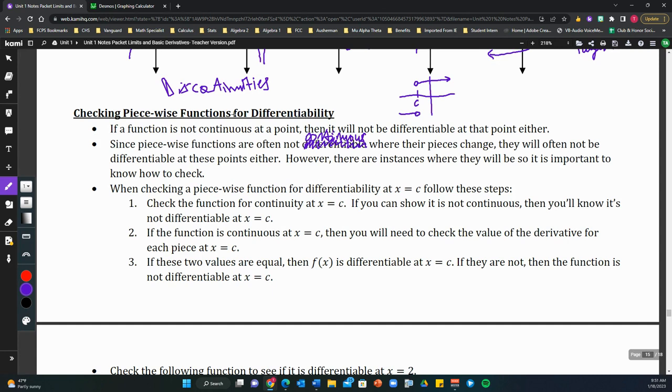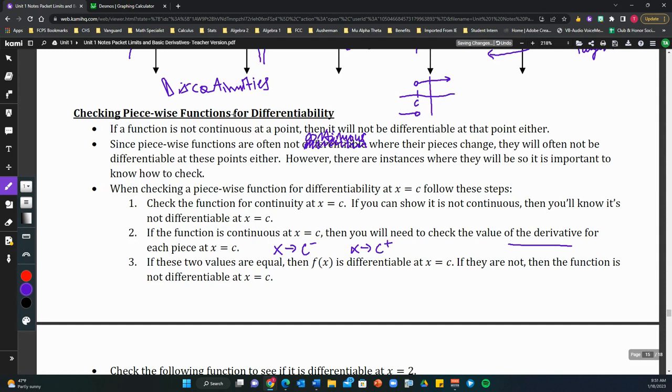So when we check a piecewise function for differentiability, we're going to follow these 3 basic steps. So first, we're going to check the function for continuity because if the function is not continuous, then we know for sure it's not differentiable. We can save ourselves a lot of work. If the function is continuous, then we're going to need to check the value of the derivative for each piece at x equals c. So this is where we would be checking it as we approach c from the left and from the right.